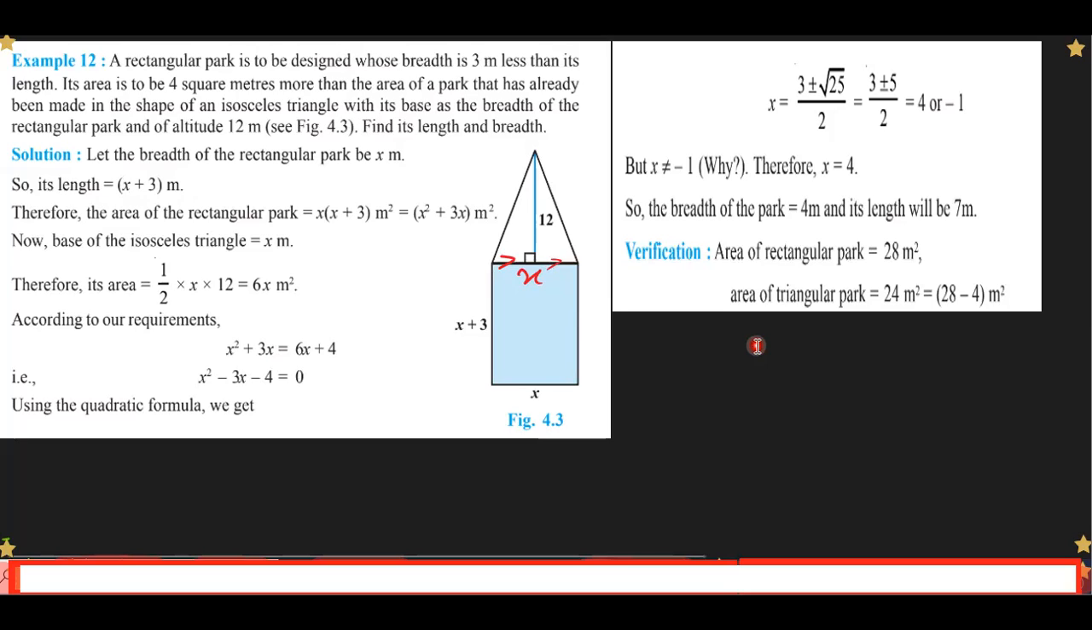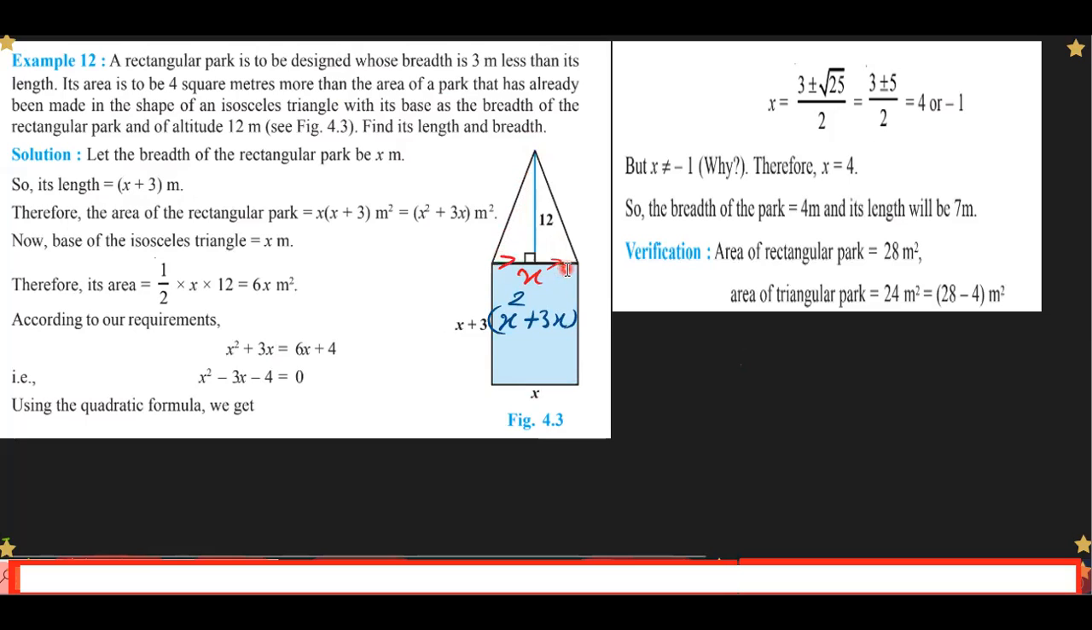So let the breadth of rectangular park be x meter, length is x plus 3 meter. Its area will be given by length into breadth, means x into x plus 3, that is x square plus 3x. So its area is x square plus 3x meter square.